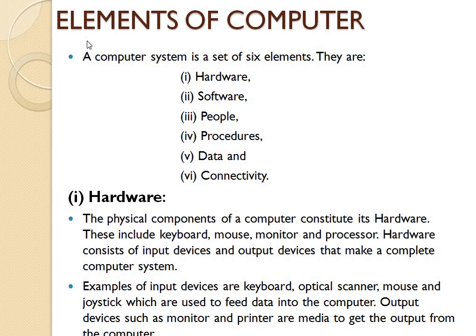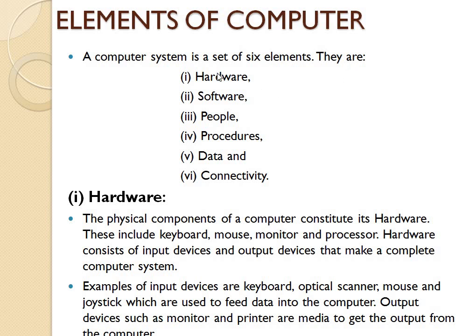Okay, this is an important question: elements of computer. Before beginning this I need to say something. If they ask you to explain in detail the elements of computer, how will you start? You should not start directly with "a computer system." What they are asking is elements of computer. So from the beginning I have to write something about the computer, the definition of computer, and only then start with a computer system as a set of 6 elements.